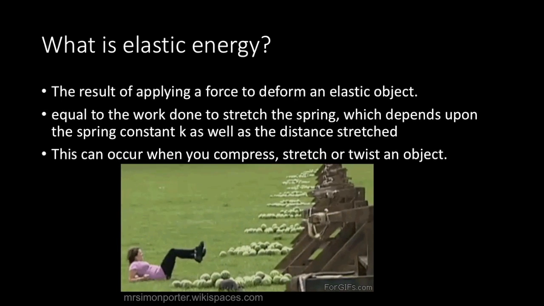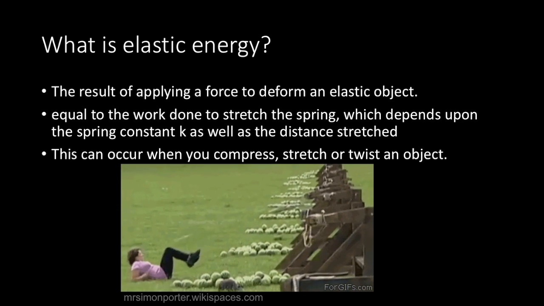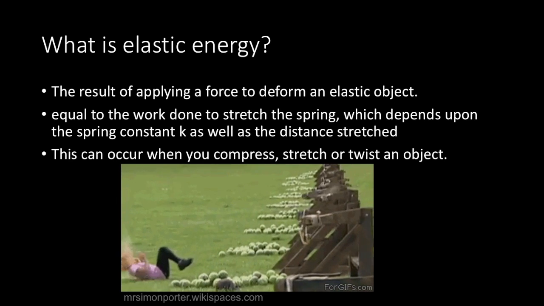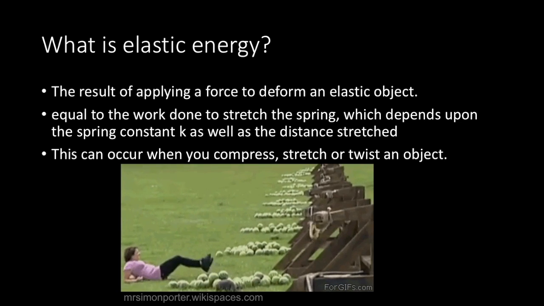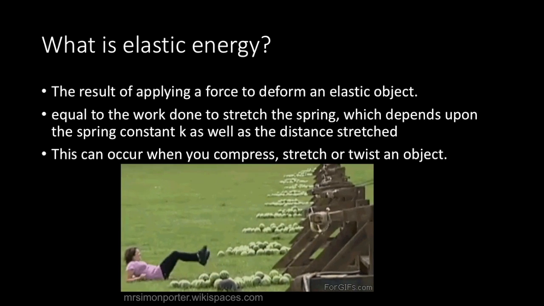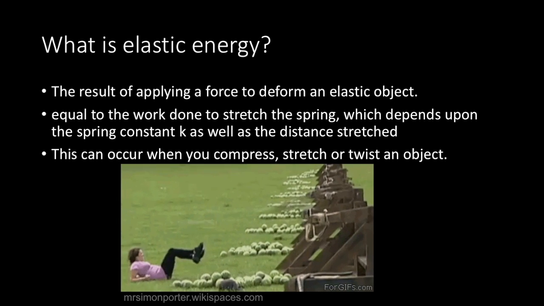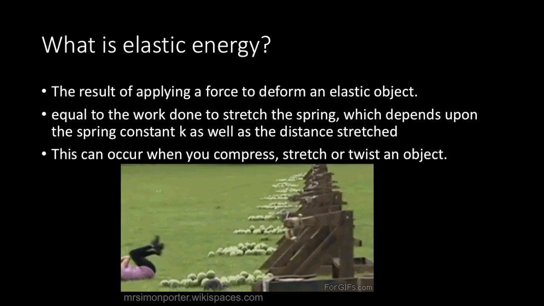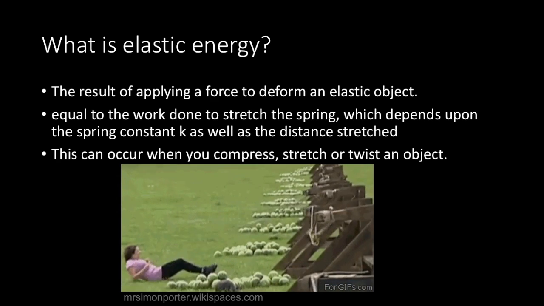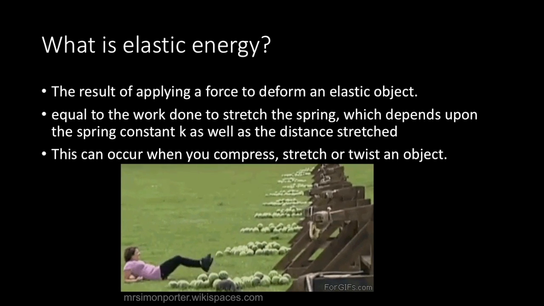What is elastic energy? Elastic potential energy is the energy stored as a result of applying a force to deform an elastic object. The energy is stored until the force is removed and the object springs back to its original shape, like we can see in the image. The rubber band springs back and goes back to its original shape, doing some work in the process. The deformation could involve compressing, stretching, or twisting the object.